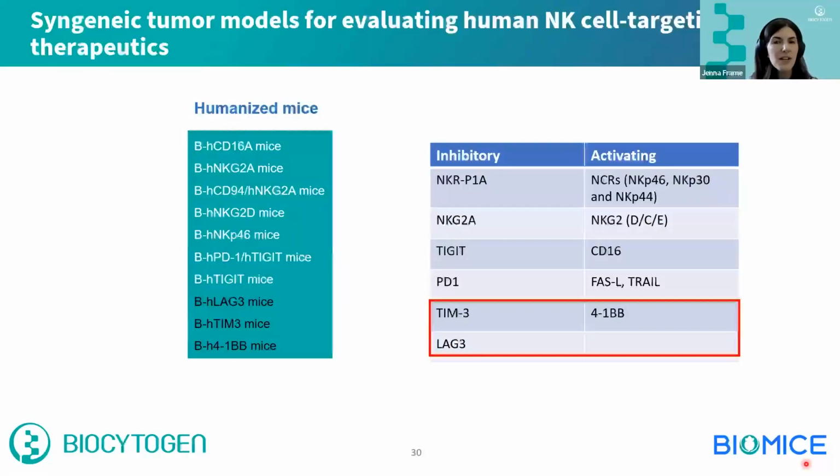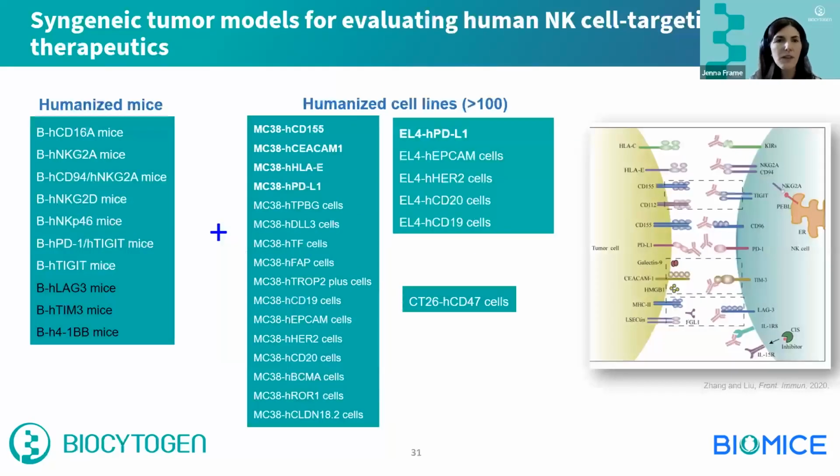In addition to the models that I just described, we offer other humanized immune checkpoint models for popular checkpoints that are also on NK cells, including LAG3, TIM3, and 4-1BB. These humanized models can then be engrafted with the humanized cell lines, as I mentioned earlier, for efficacy studies that involve disrupting these key checkpoint interactions between NK cells and tumor cells. So some of the most relevant models and cell lines are listed here, but for the full list of models that we offer, please head over to our website or reach out to us to see what products are available or may be in development for your targets of interest.